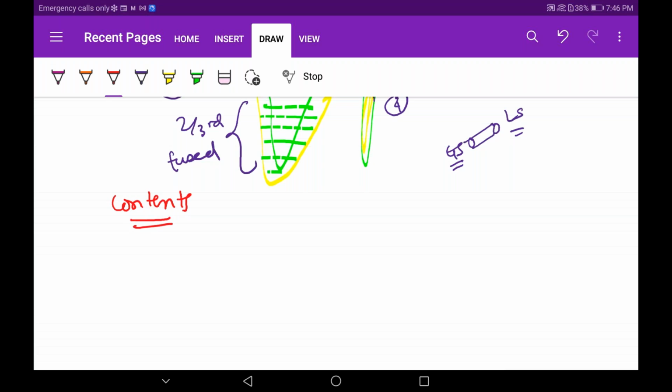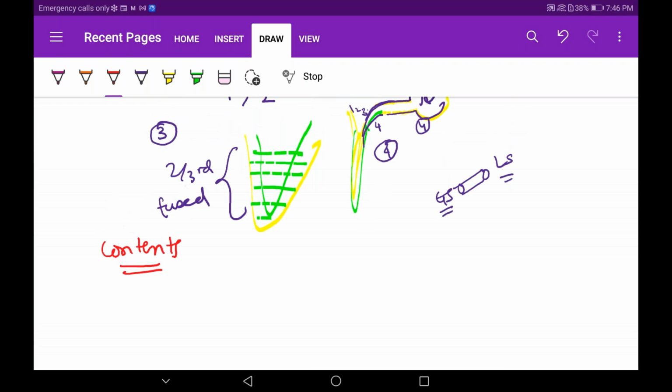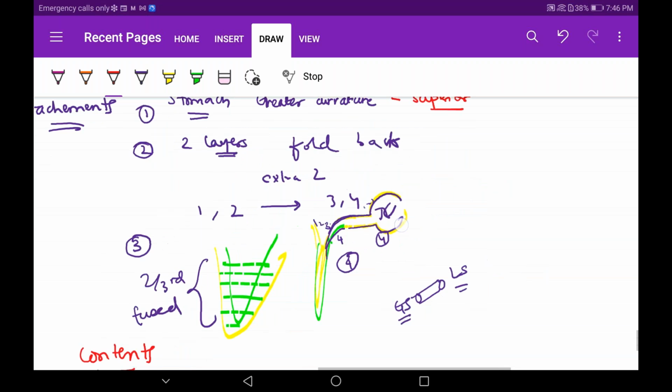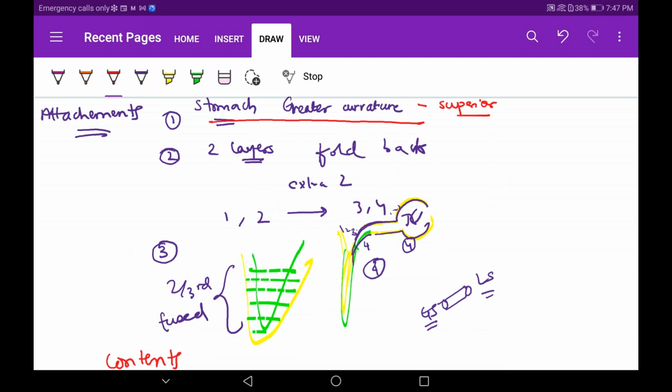They want to repeat the third point, the third attachment. It's not the attachment itself, I'm just telling you how to write the attachments. First point: stomach greater curvature, it is attached superiorly, right? Then you have to write the process of how the peritoneum layers are going. That's what you have to write under the attachment heading. It's not specific; you have to write how it is moving in the body.